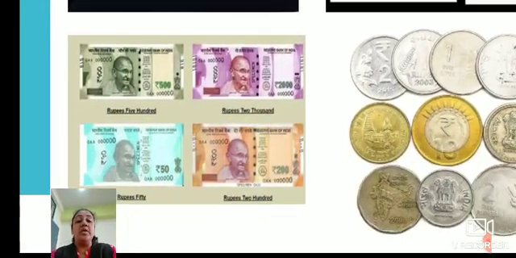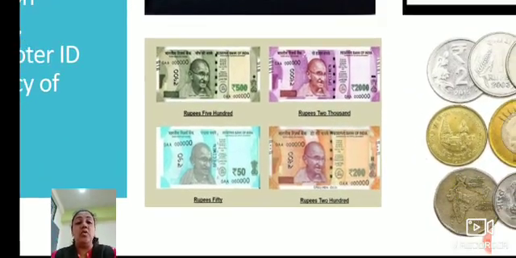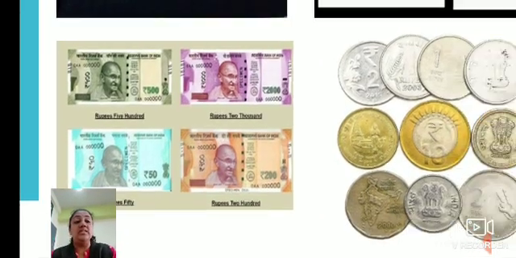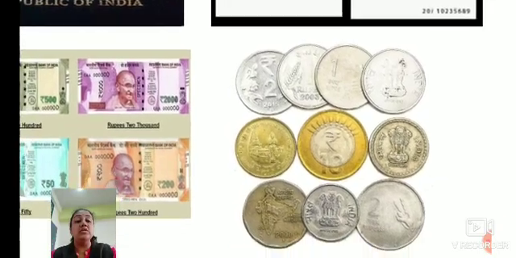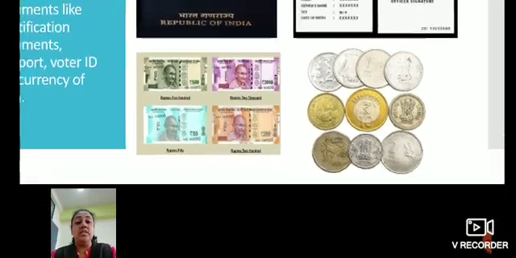Got it? Now here are the notes. On every note you can see the national emblem. See here. And these are the coins. So on coins also you can see the national emblem. Got it, children? So in this way we saw the information of our national emblem, that is the lion capital. It was adapted from the Ashoka pillar at Sarnath.